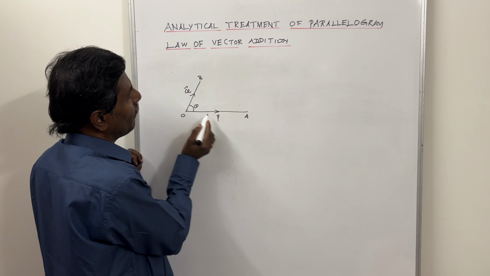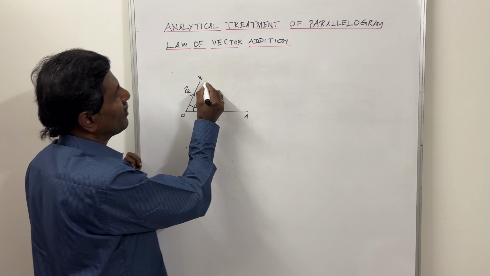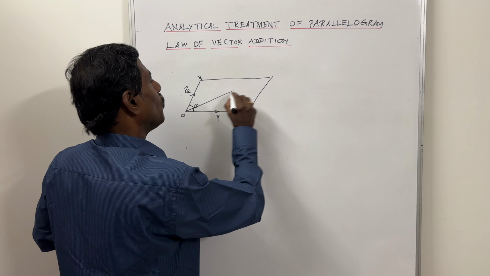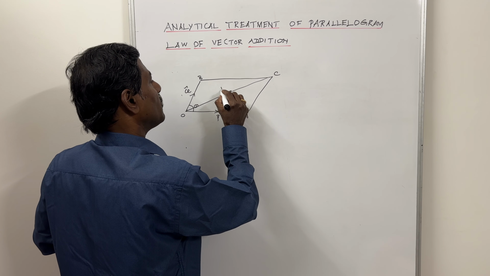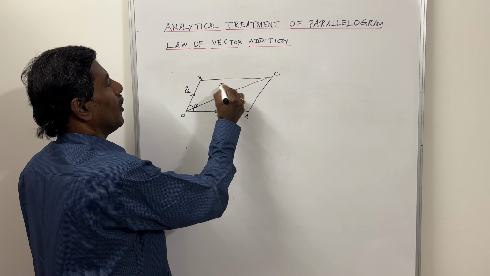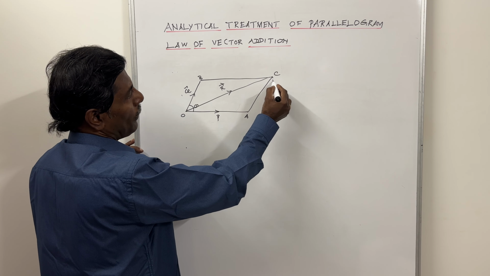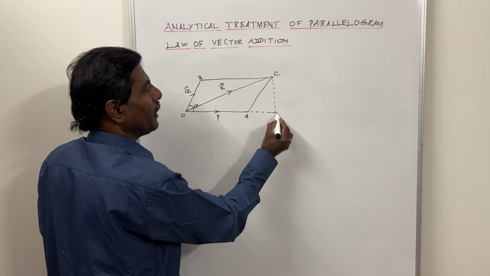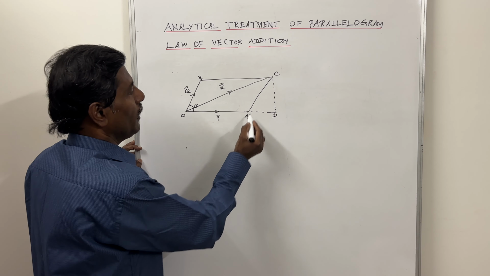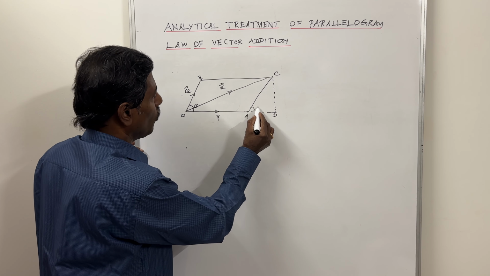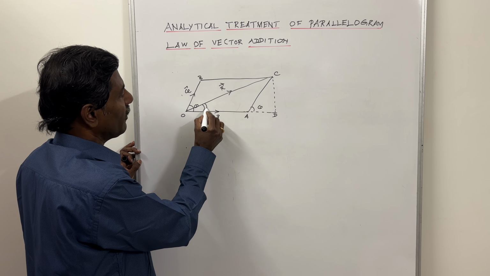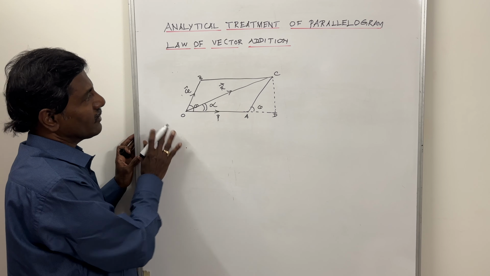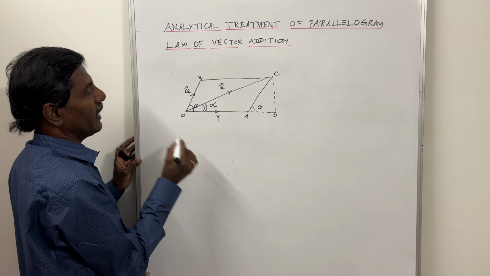Form a parallelogram with these two sides as adjacent sides. Form a parallelogram like this. This OC vector represents the resultant of these two vectors. Draw the perpendicular line from C. It meets OD, extended, at D. Now this angle is also theta. The resultant direction can be taken as alpha. Now we are going to discuss the resultant magnitude and resultant direction.